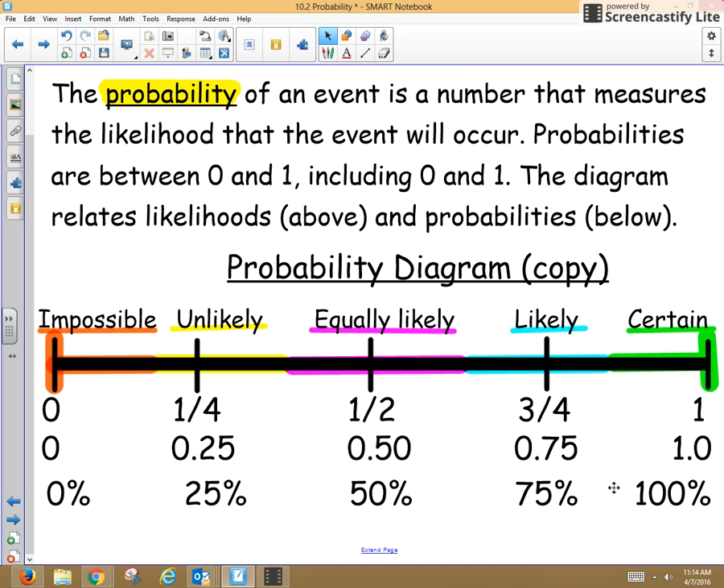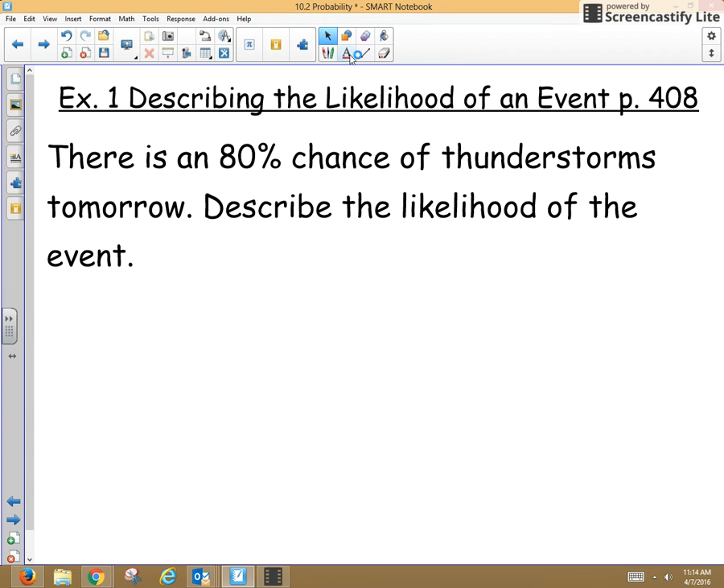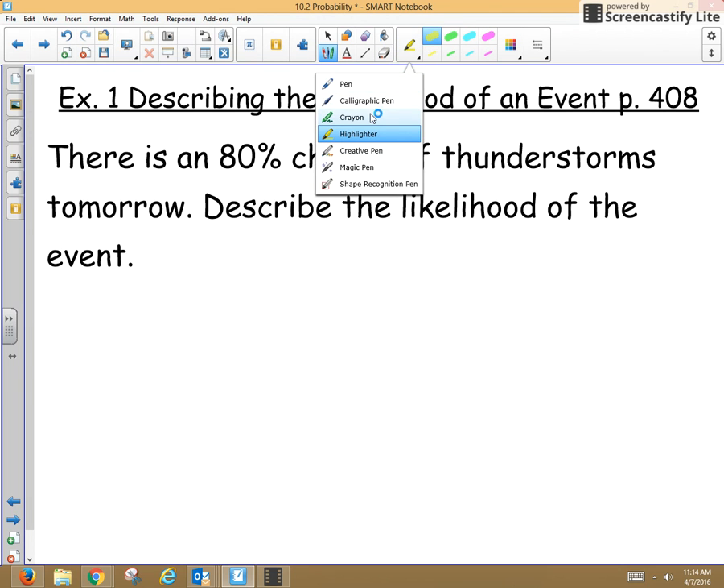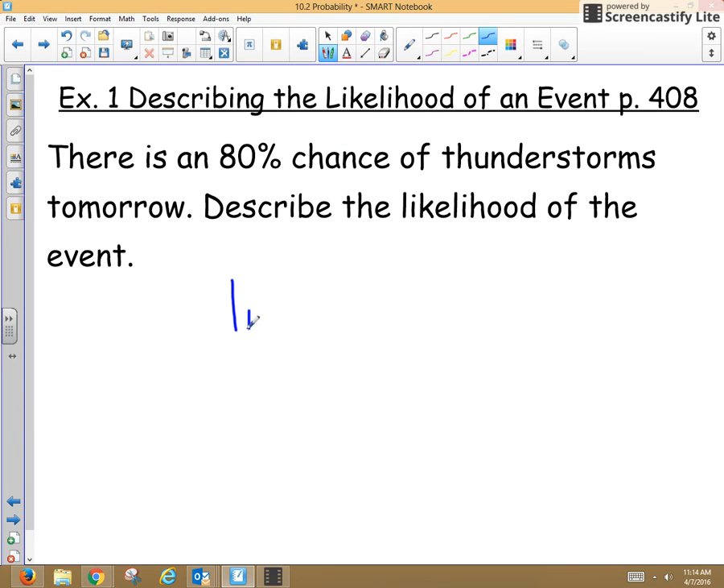Now, I don't see 80% here. I see only increments of 25%, but I see 80% is close to 75, but not quite 100% yet. So I would say the chance of thunderstorms would be likely. When it asks me to describe the likelihood, I look at the top vocabulary words here. So I would say the chance is likely to occur because it's not quite certain, but it's more than half. So you can just write likely.